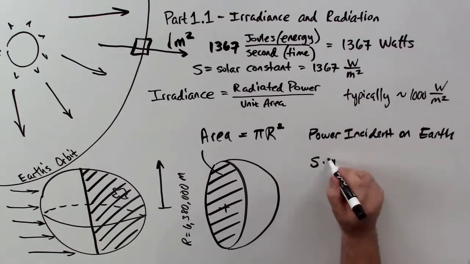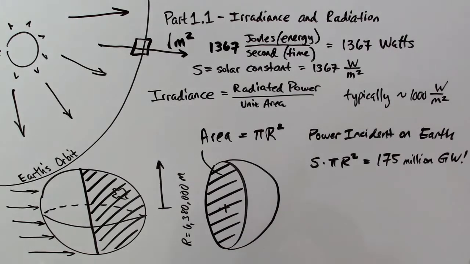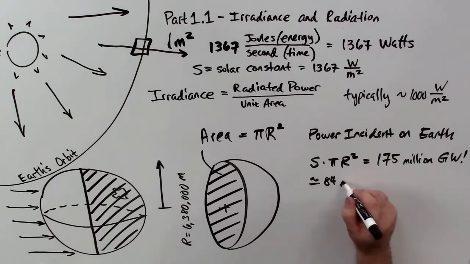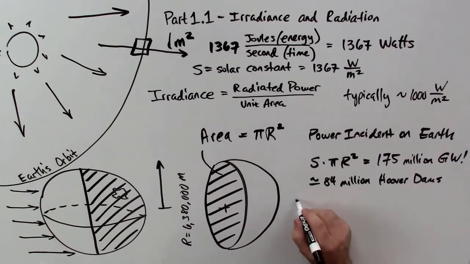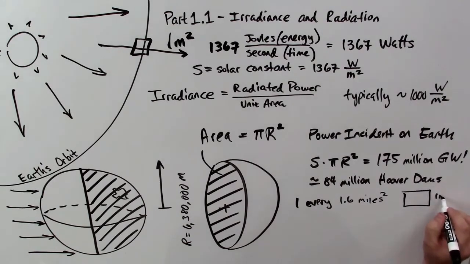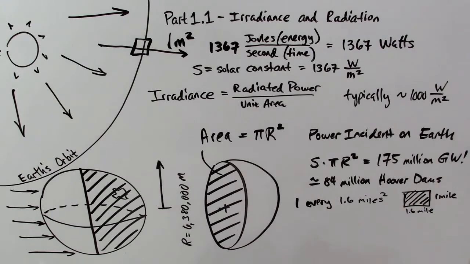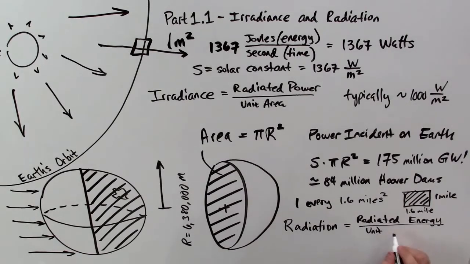So, to calculate the power that's incident on the Earth, it would be the solar constant times that area, pi r squared, and it turns out to be 175 million gigawatts. That's a million billion watts. That's the electrical equivalent of 84 million Hoover dams. If you divide that by the 52 million square miles of land mass on the Earth, that comes out to be one Hoover dam every 1.6 square miles.